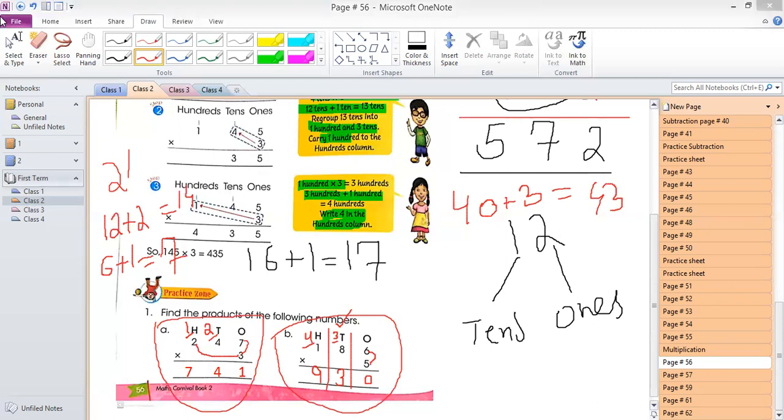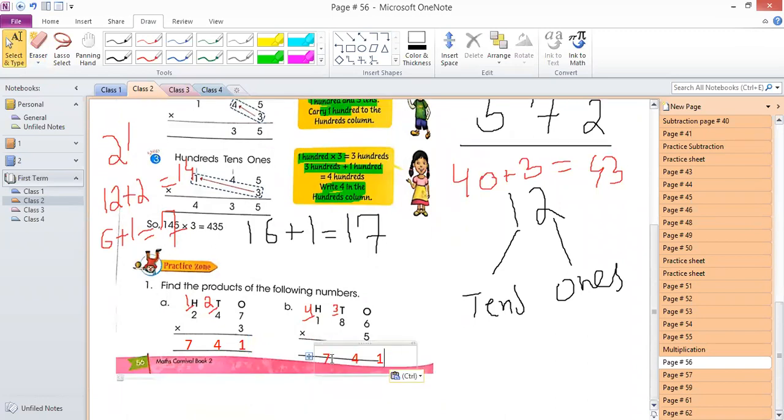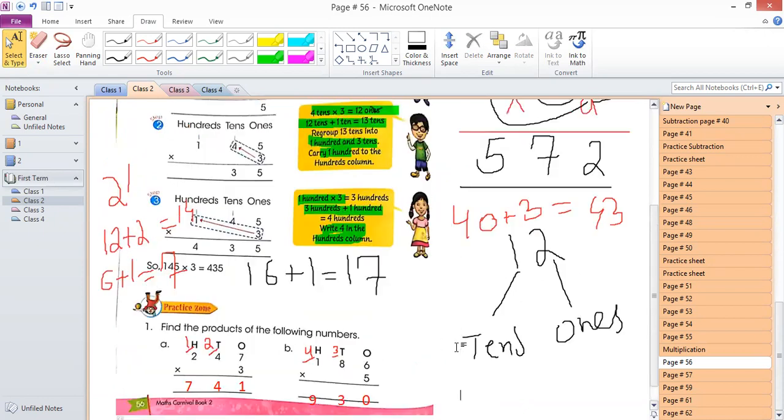All right, guys, I repeat again for you. 930. How 930? You multiply 5 by 6 first. 5 by 6, 30. 0 here, 3 here. 5 by 8, 40. And add 3, 43. 3 here, 4 you regrouped. 5 by 1, 5. And 5 plus 4, 9. So it is equal to 930. So write 930. This is the answer.